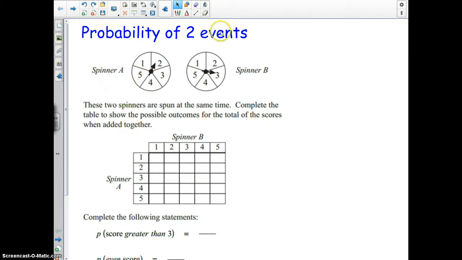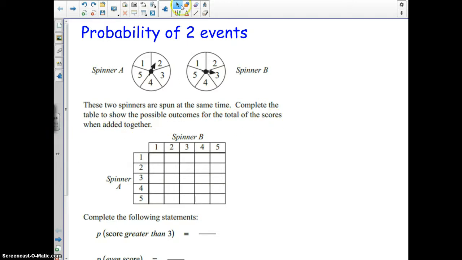There are two spinners. If we investigate first, they are all equally likely to come out. Spinner A is numbered 1, 2, 3, 4, 5, and spinner B also has numbers 1, 2, 3, 4, 5. So it says here that these two spinners are spun at the same time. Complete the table to show the possible outcomes for the total of the scores when added together.